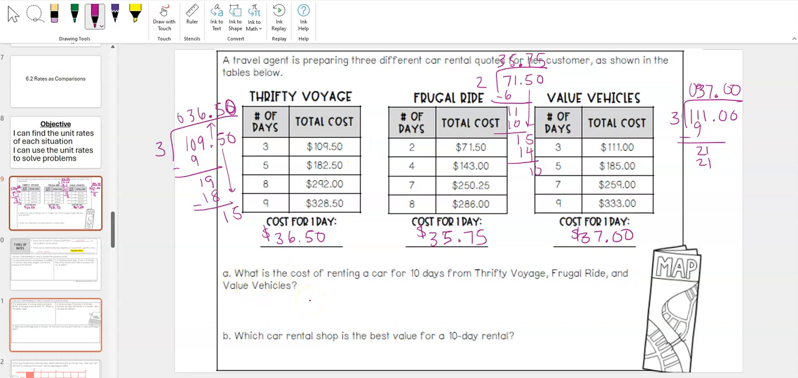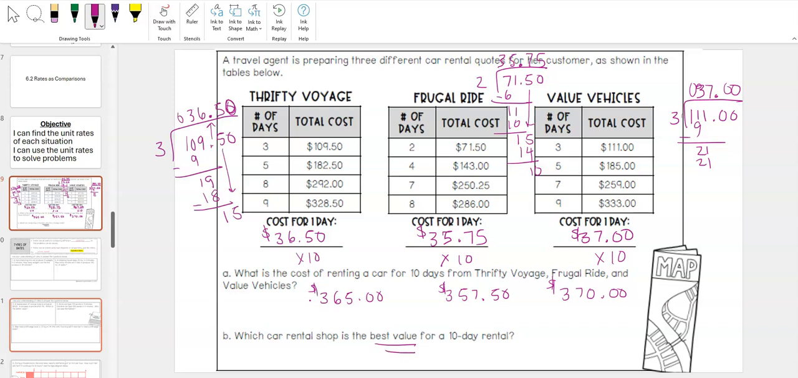What we're going to do now is see for 10 days. Now this is pretty easy because we're going to times everything by 10, which just means I'm going to move my decimal 1 place to the right. So for 10 days, it would be $365 for Thrifty Voyage, $357.50 for Frugal Ride, and $370 even for Value Vehicles. Which one has the best value?